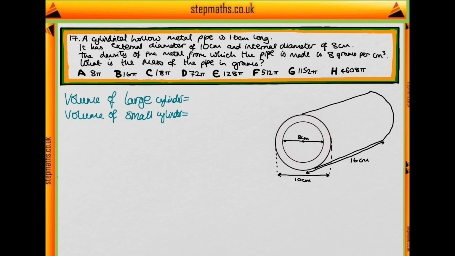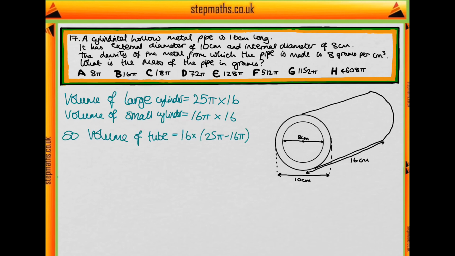So to find the volume of the large cylinder, what we need to do is find the area of this outer circle and then just multiply by 16. So we know the area is pi r squared and the radius is half the diameter, so the radius is 5. And so the volume is going to be 5 squared, 25, times pi times 16, the length. Similarly, for the small cylinder, we get 16 pi times 16.